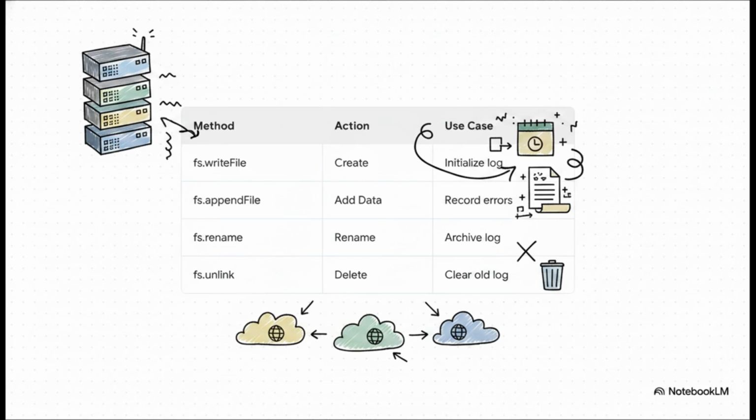Let's put this into a real-world scenario. Say you're building a server and you need to keep a log of network errors. You'd use fs.writeFile to create that log when the server first boots up. Now, as traffic hits and minor bugs inevitably pop up, you definitely don't want to overwrite that file. So you'd use fs.appendFile to continuously add new error data, maybe tossing in a \n to make sure the logs stay neatly separated on new lines. Later, if you want to archive it, fs.rename easily updates the file name with a timestamp. And to clear out an old log, just use fs.unlink to delete the whole shebang.